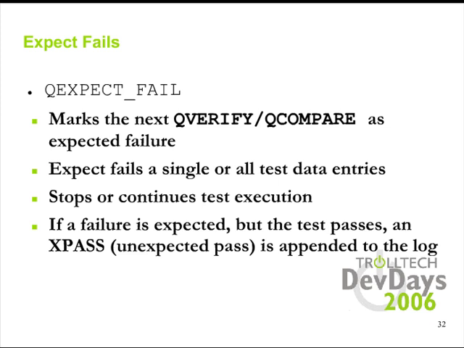And optionally, if you have test data, you can say, okay, I expect the failure only for the mixed test data or only for the all upper test data. Or you can say for all test data, it will always fail. It can either stop or continue the test execution. So for example, if you expect a failure in the very next execution, which will leave your widget or whatever in an inconsistent state, it doesn't really make sense to test the rest of it because it's just broken. So you say stop continuing the test after the next compare expectedly fails.